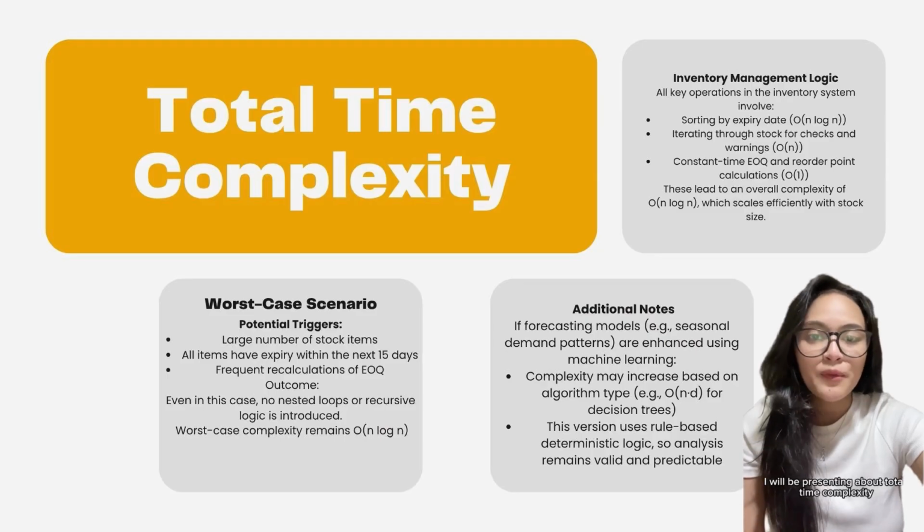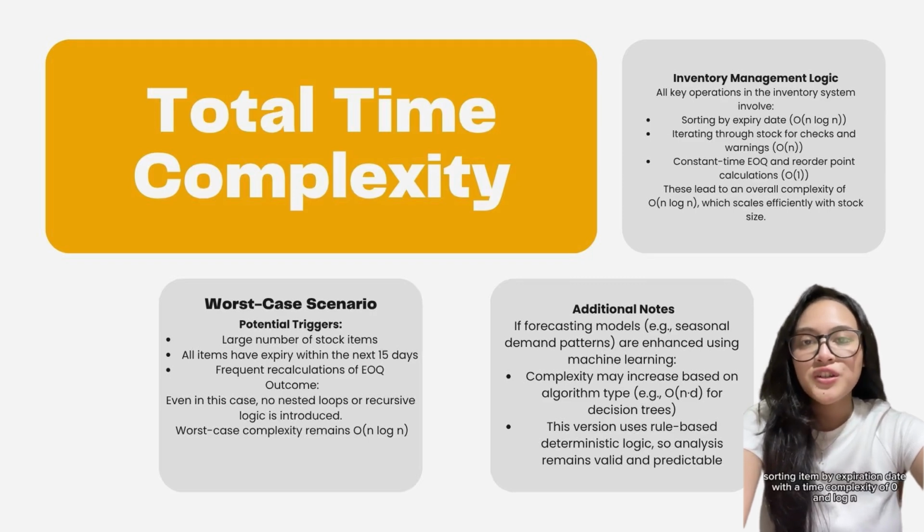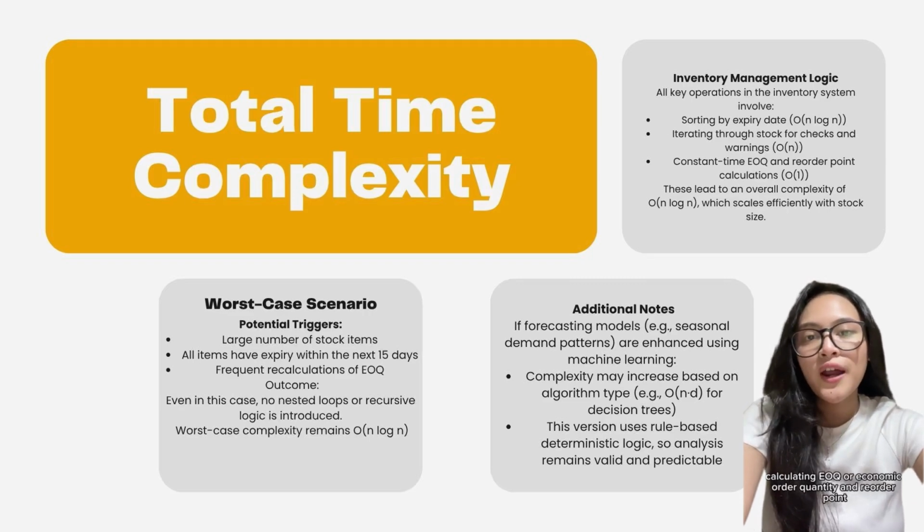Think about total time complexity in the context of an inventory management system. So let's start with the core logic of the system. There are three main operations. First, sorting items by expiration date with a time complexity of O(n log n). Next, iterating through each stock item to check for warnings, O(n). The last one, calculating EOQ, or economic order quantity, and the reorder point, is done in constant time, O(1). When combined, the total time complexity becomes O(n log n), which is considered efficient even for a large dataset.